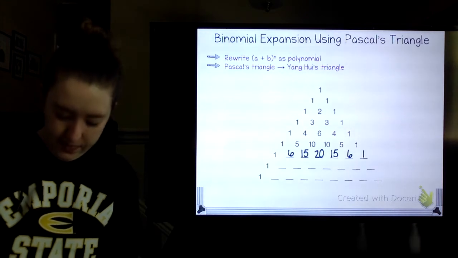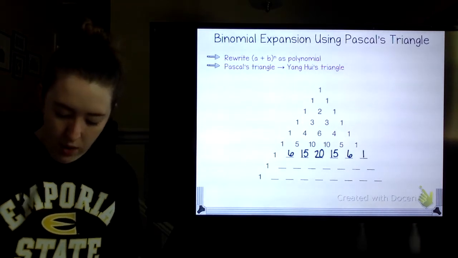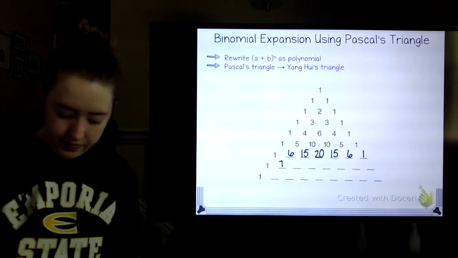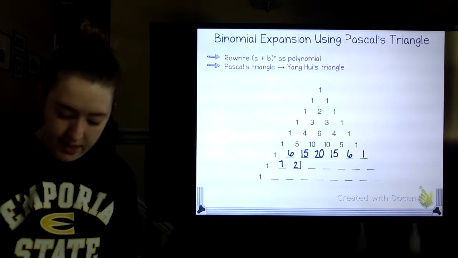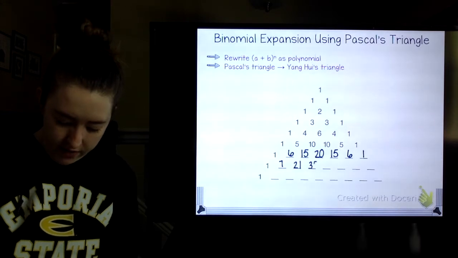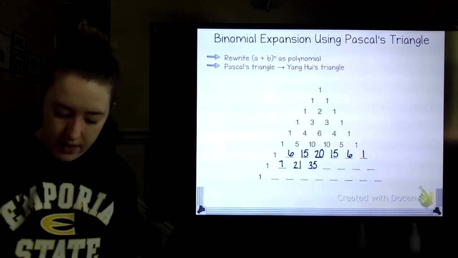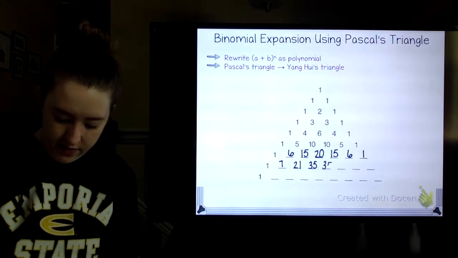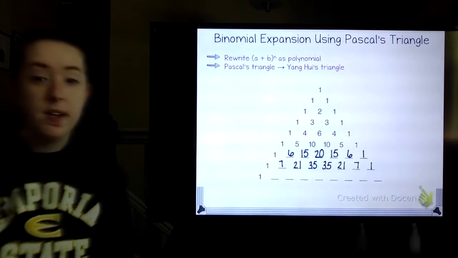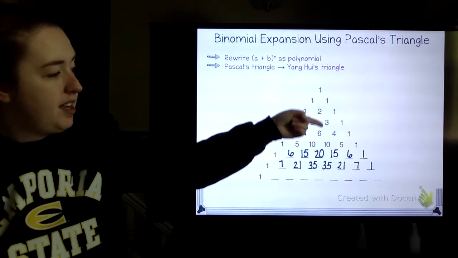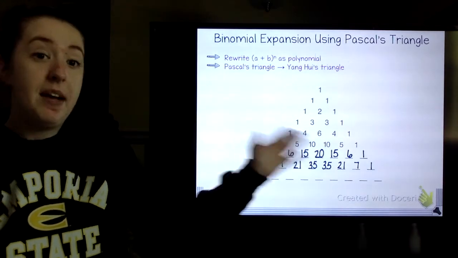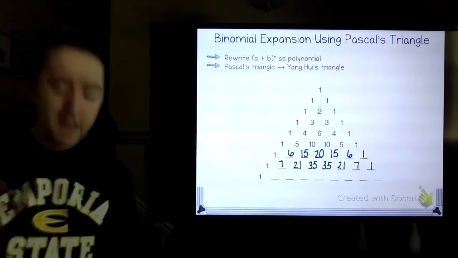Let's do the next row. 1 plus 6 is 7. 6 plus 15 is 21. 15 plus 20 is 35. 20 plus 15 is 35. 15 plus 6 is 21. 6 plus 1 is 7, and then a 1. You might notice that if we were to split this right down the middle, it's symmetric on both sides. So that's going to be helpful.